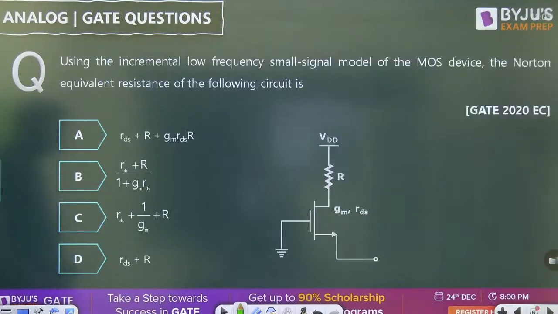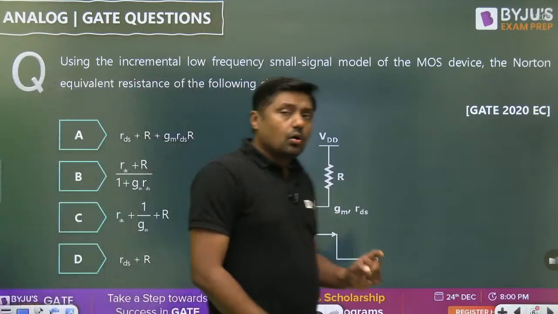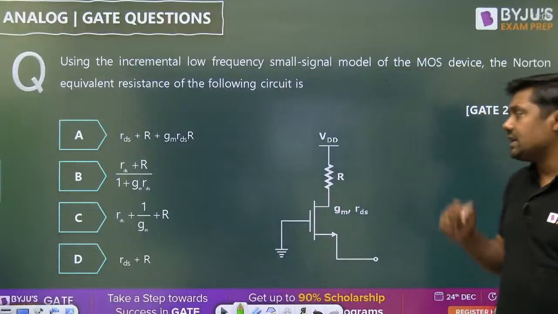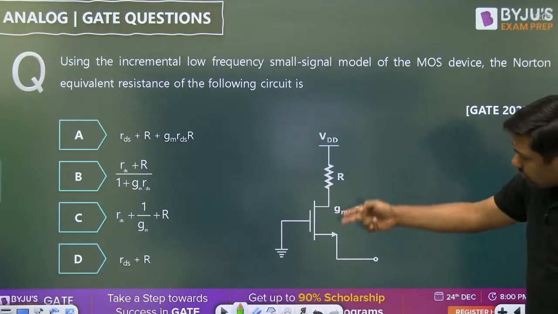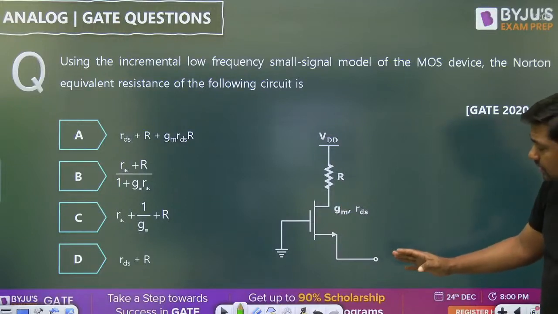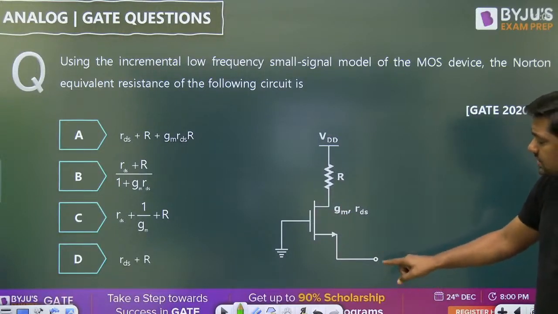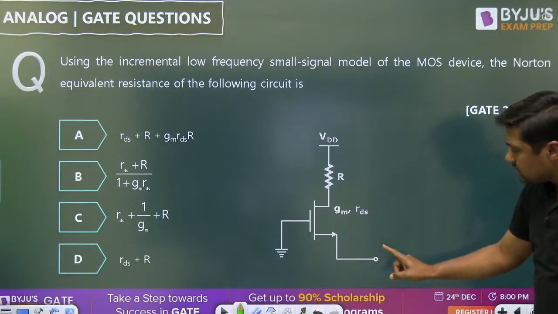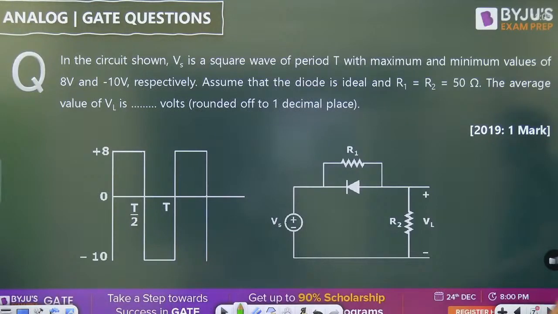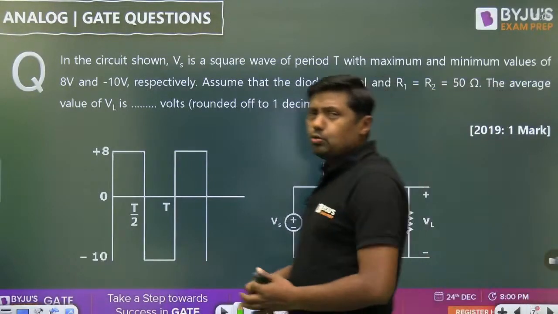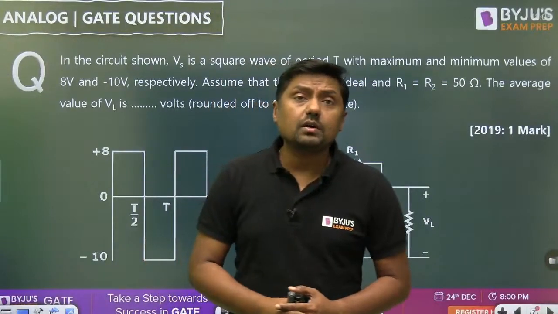Then third one on MOSFET. So one question on operational amplifier, then second one BJT, and third one on MOSFET. Here we have to find the Thevenin's resistance or Norton's resistance at this point, at the source terminal. So that is in 2020 electronics. And after that, one question on diode, that is of 1 mark. How to find the average value of the signal.